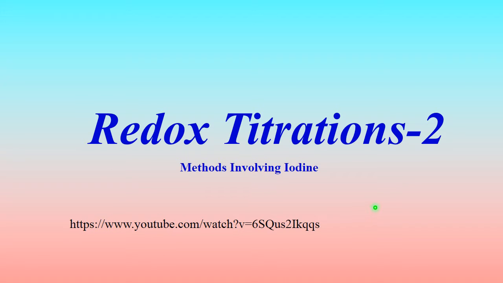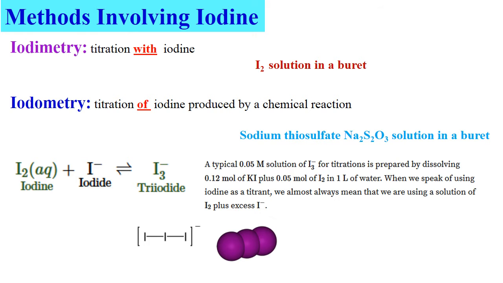Here is the second part of our redox titration. There is a nice short YouTube video concerning titration of copper with iodine. So here in this part we'll discuss methods involving iodine. Iodine related titrations are the most important redox titrations. They are widely used in pharmaceutical chemistry because they are selective for many specific important pharmaceutical compounds.